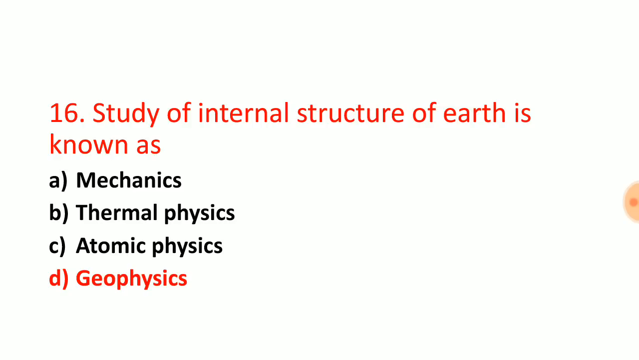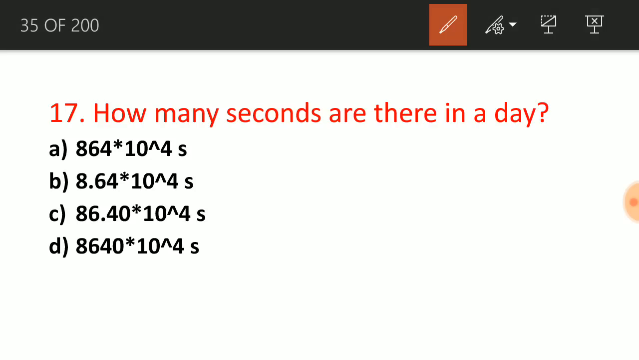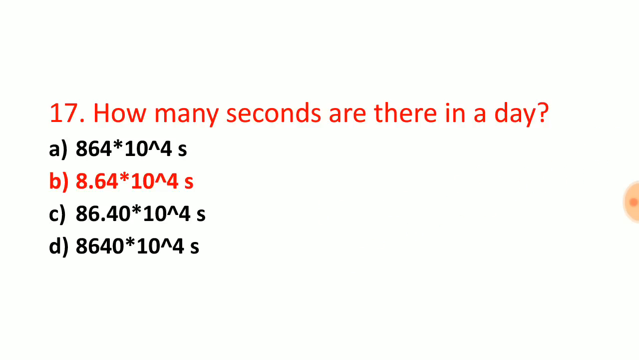Now let us move to question number 17. How many seconds are there in a day? In a day we have 24 hours. 24 hours into 60 into 60. If you convert this into scientific notation, then option choice B is the correct answer for question number 17.